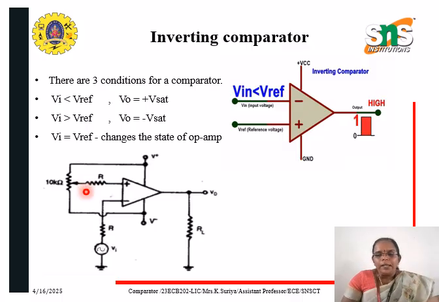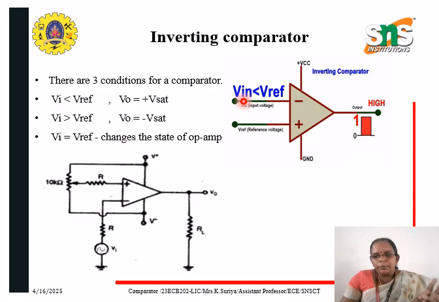Even in your non-inverting comparator, you can use a potentiometer instead of a fixed reference voltage. So when you use a potentiometer, the reference voltage can be set based on our needs. Okay. So here also the same three conditions are there. So here it is opposite of your non-inverting comparator.